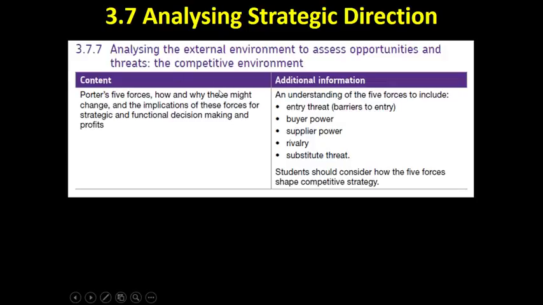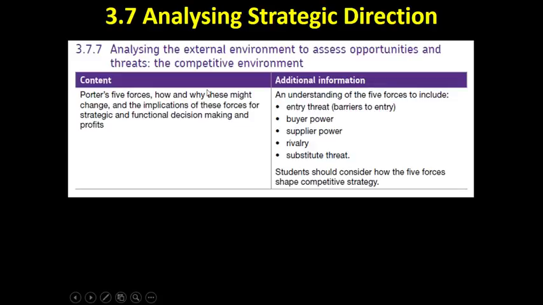So, to put this in context, Unit 3.7 is all about the process of strategic planning. And strategic planning involves setting a mission statement, identifying the objectives you need to achieve to reach your mission statement, and setting a strategy that will then help you achieve your objective, which therefore work towards achieving your mission statement.